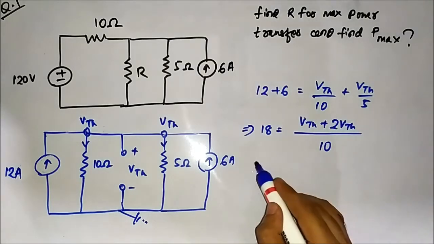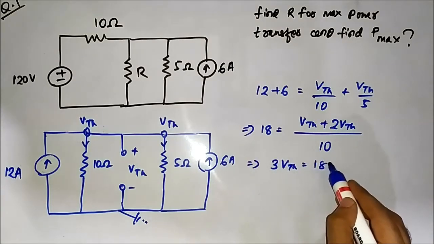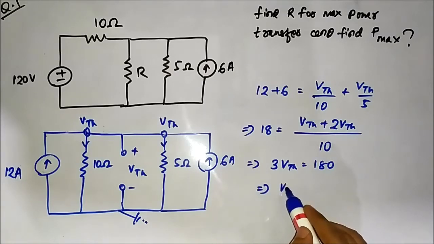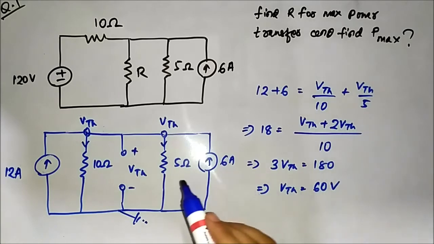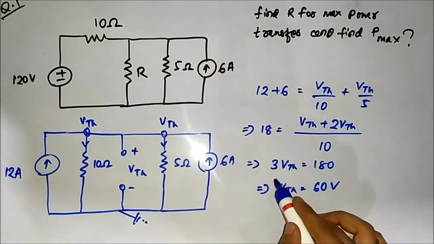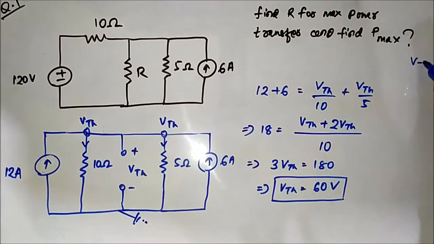Okay, that implies 3 VTH is equal to 180. That implies VTH is equal to 180 by 3, that is 60 volt. VTH is equal to 60 volt. So we have found VTH. Now we have to find RTH. So let us just write it here. VTH is equal to 60 volt. Now we have to find RTH.